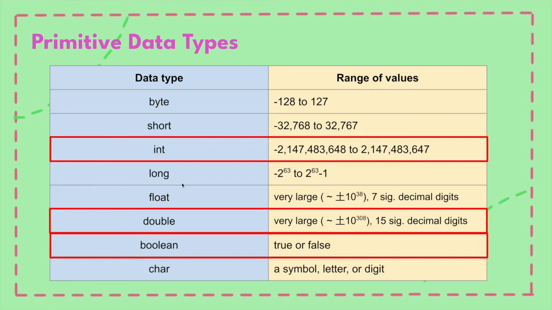Int is used to store integers. If you can remember from math class, the definition of an integer does not include decimals. Therefore, int only stores positive and negative whole numbers, including 0 within this range.